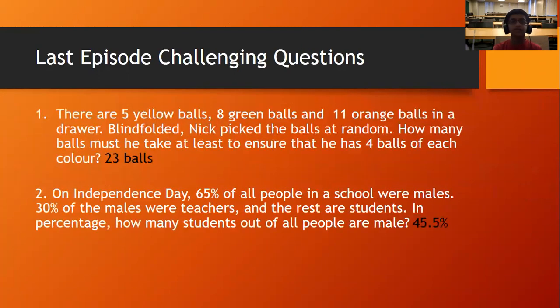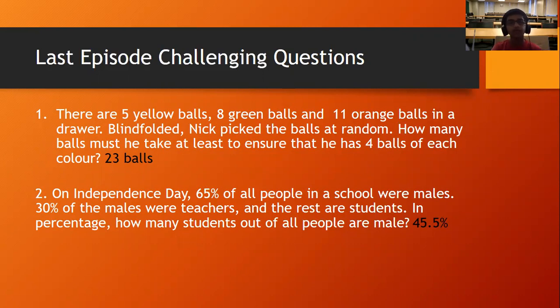Now are the last episode's challenging questions. Number 1. There are 5 yellow balls, 8 green balls, and 11 orange balls in a drawer. Blindfolded, Nick picked the ball at random. How many balls must he take at least to ensure that he has 4 balls of each color? The answer is 23 balls.